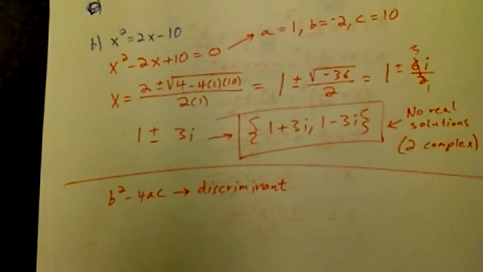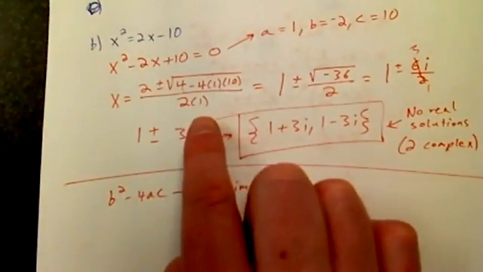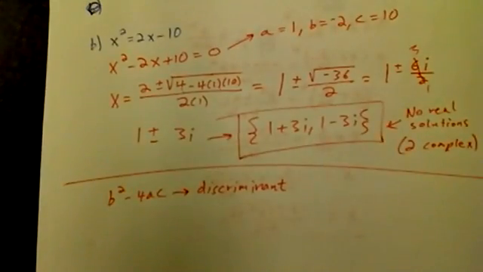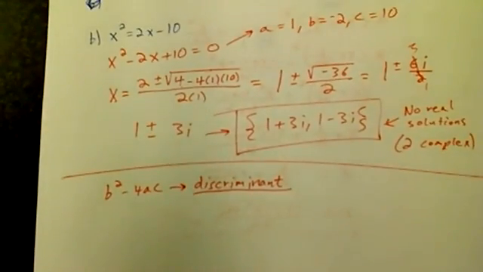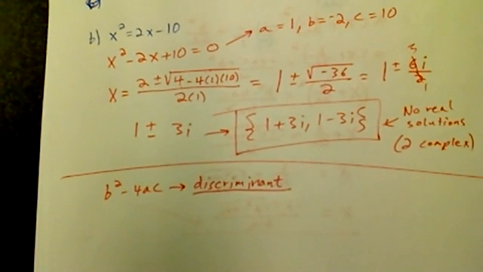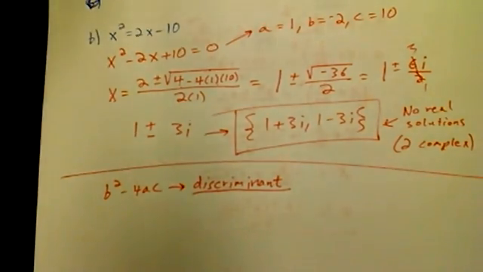And then what if it was 0? Then it would be 2 plus or minus 0 over 2. Then we just have one solution. So this discriminant really tells us a lot about what type of solution we have. And that's really quick to check. If you don't have time to solve the whole thing out, you can at least know what types of solutions you have. They outline this on page 120 of your book.